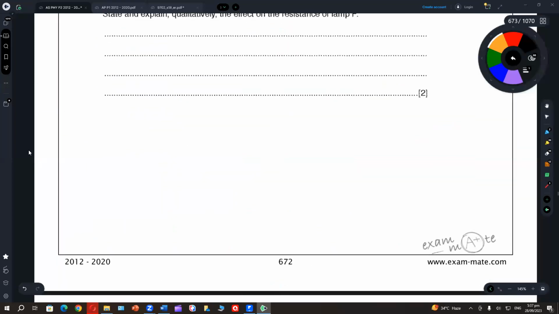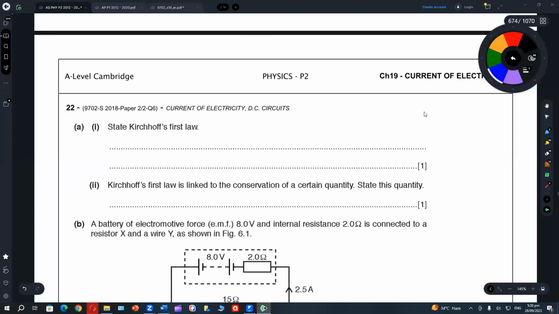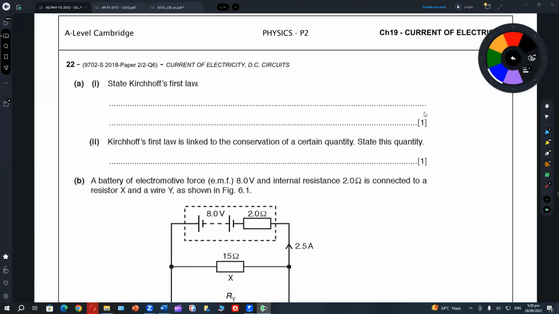These questions actually are the game changer. Whenever you are solving these questions, you have to give very good attention, because these questions set a level for the student. Now we have June 18, 226. State Kirchhoff's first law.